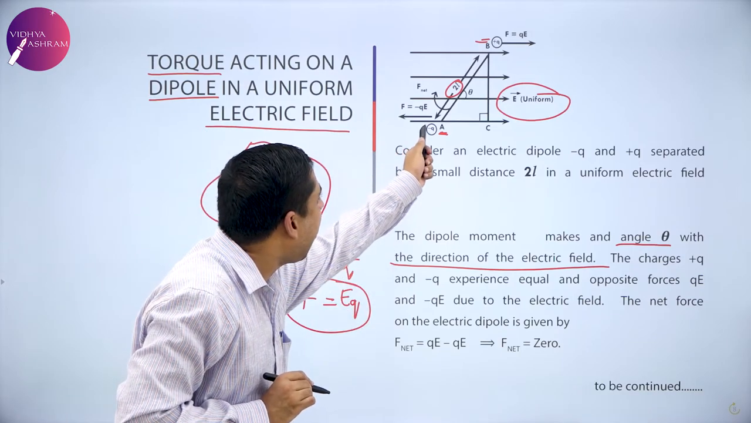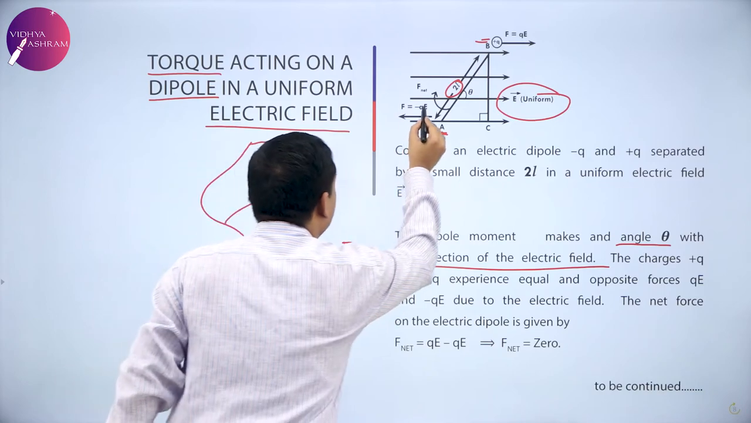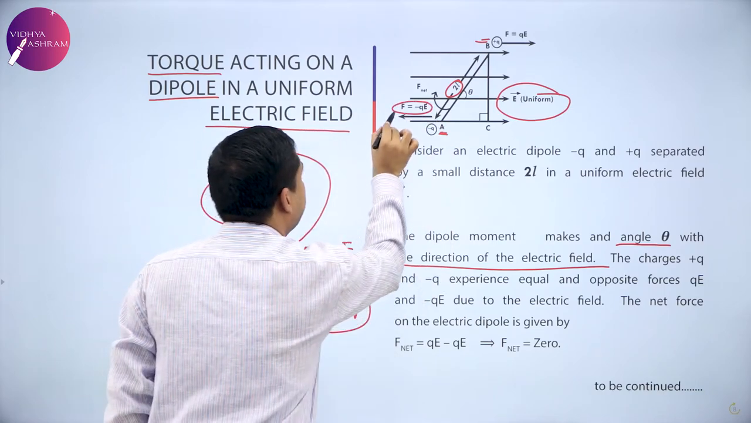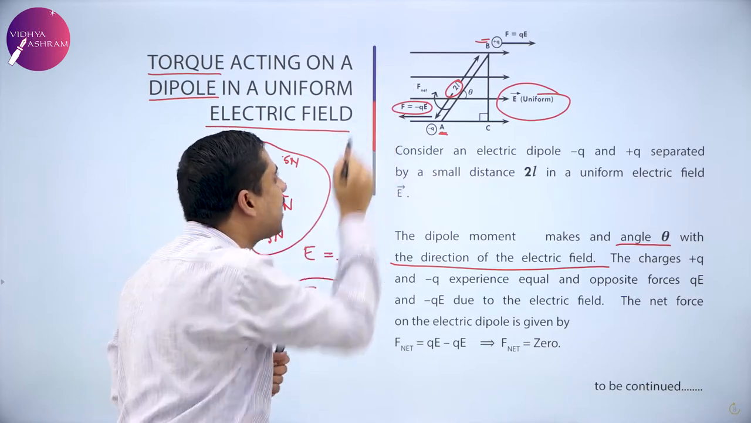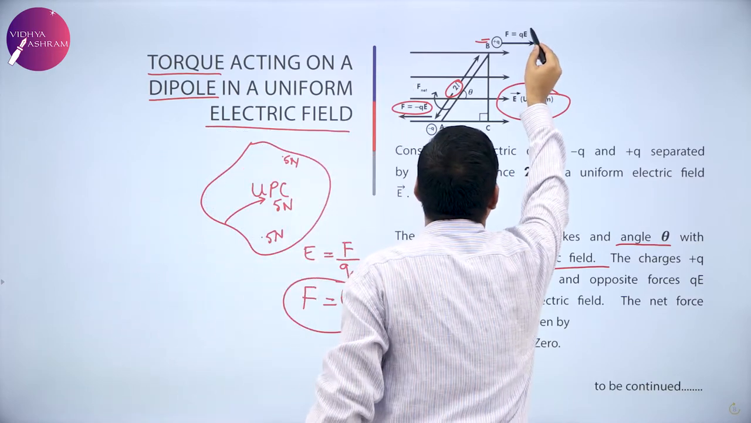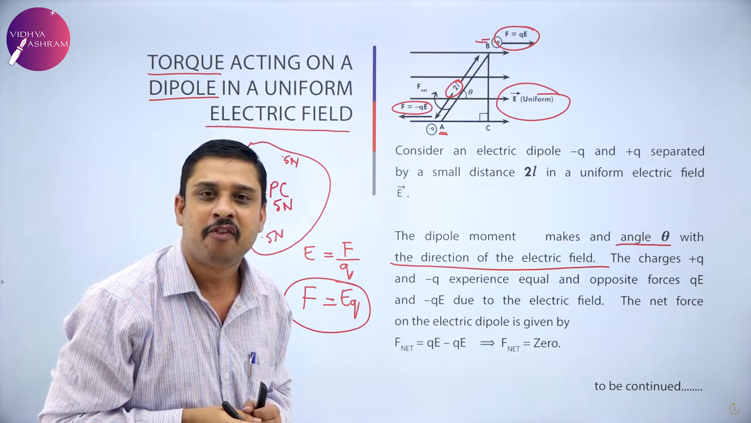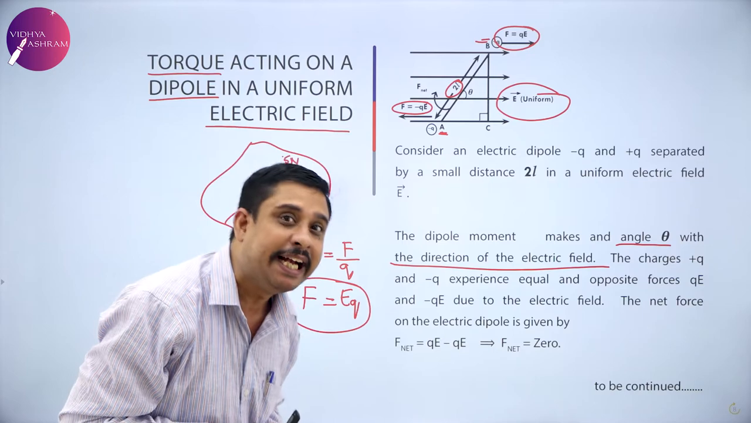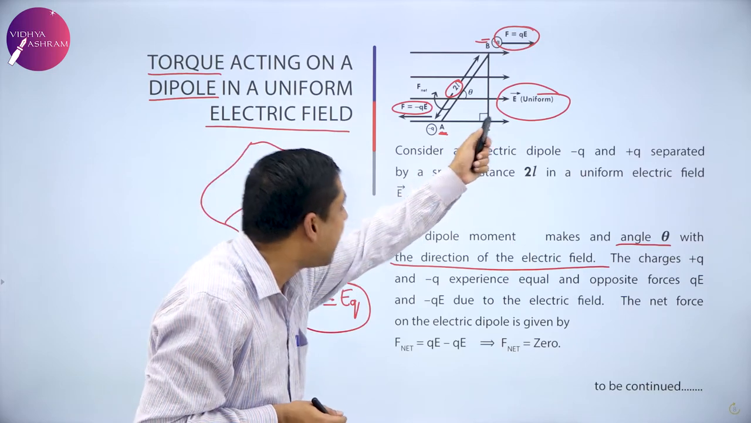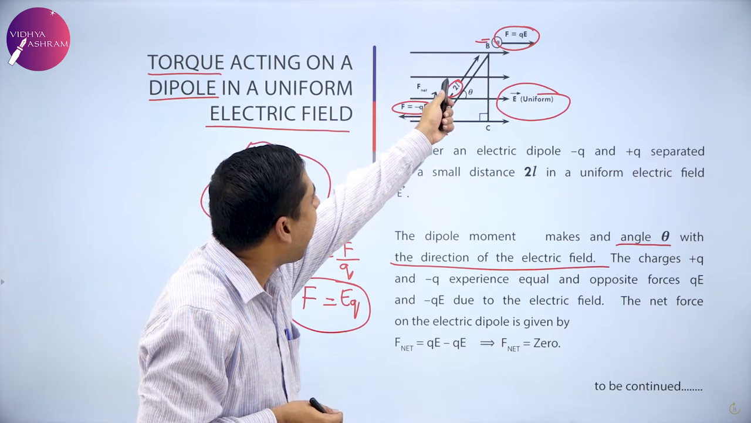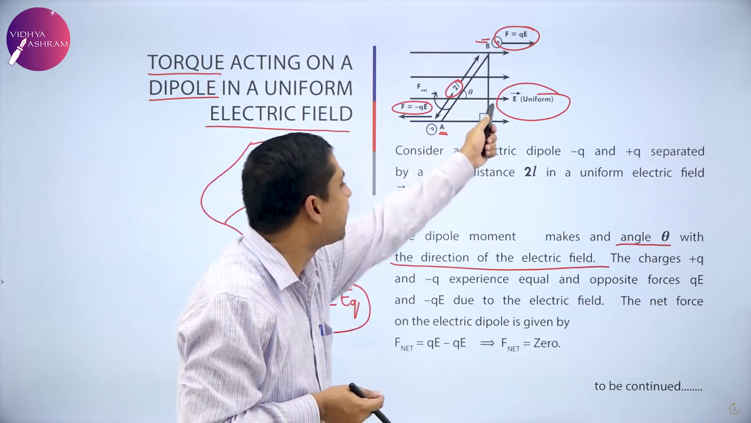So what is the force acting on the negative charge? F equals minus Q into E. And what is the force acting on the positive charge? F equals plus Q into E. Again by this relation, the force acting on the negative charge, F equals minus Q into E, is against the direction of the field. The force acting on the positive charge, F equals Q into E, is in the direction of the field.